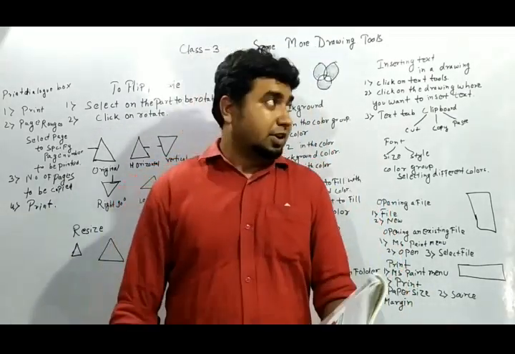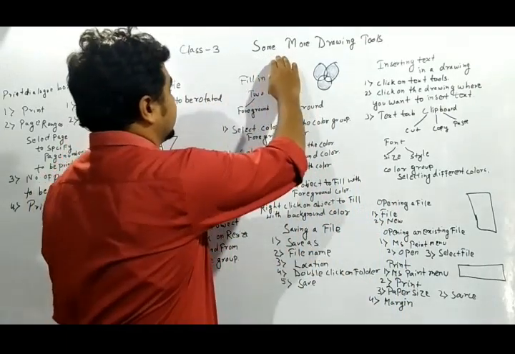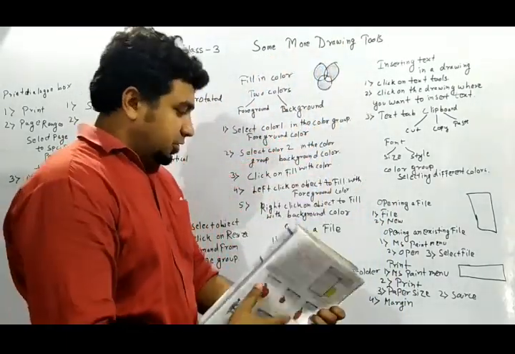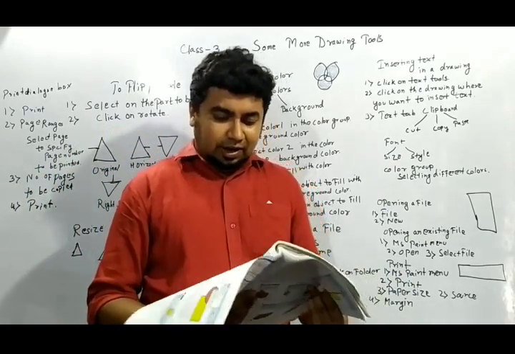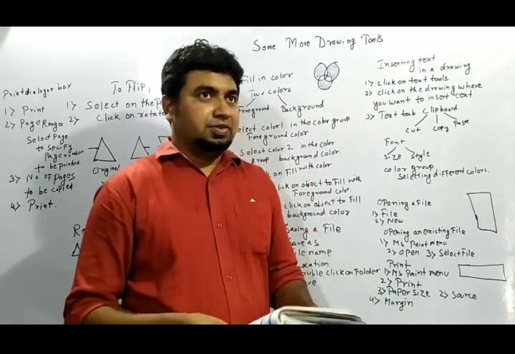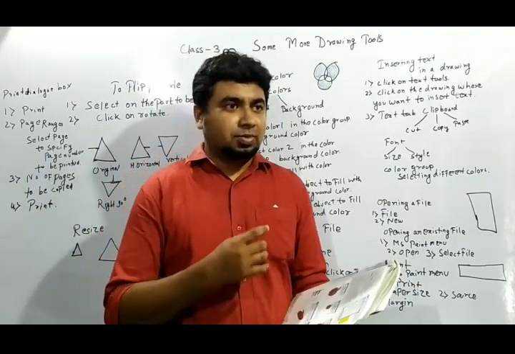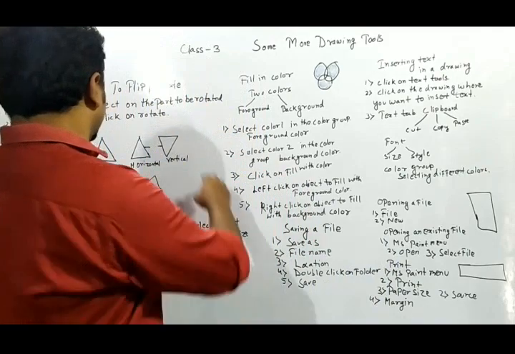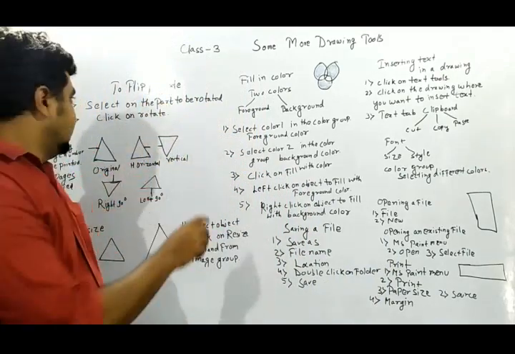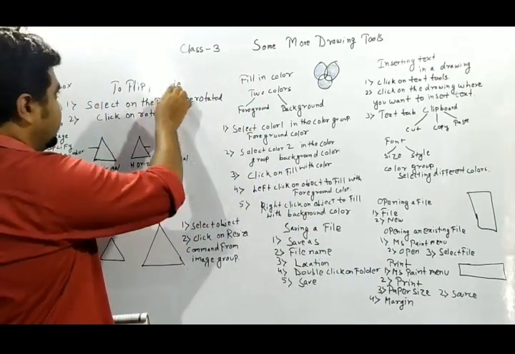So we are here to discuss more about some more drawing tools. We have discussed up to flipping and rotation. We have discussed many commands, undo and redo command, cut, copy, paste command. Now we are going to discuss the first thing, that is flipping. So flipping, how we can flip or rotate.